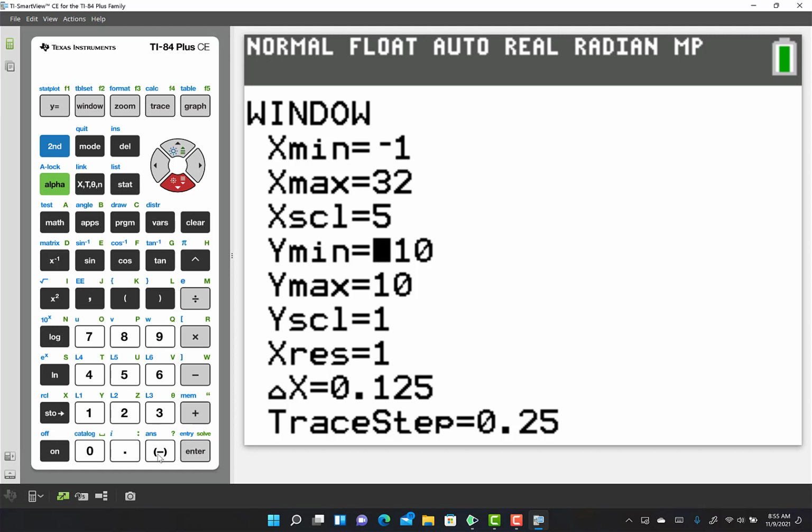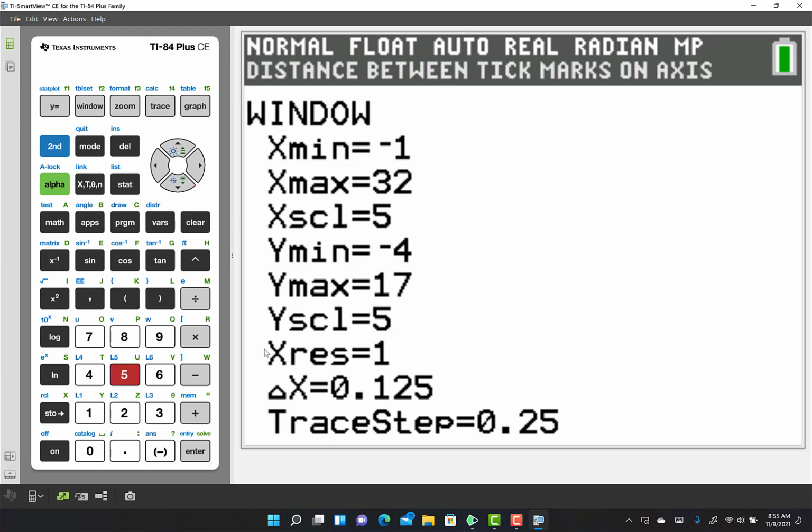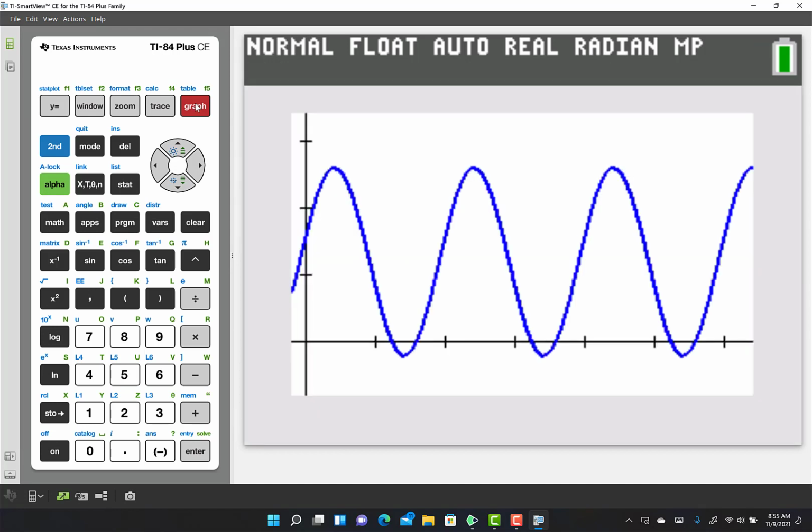Y min, well, we only go to -1, so let's go a little lower than that, like -3 or -4. Y max, it goes all the way to 13, so make it like 16 or 17. I'm going to make mine 17. Y scale by 5 maybe. And then don't mess with the resolution and delta x, the trace step size. Don't mess with that. And then push graph. And there it is.